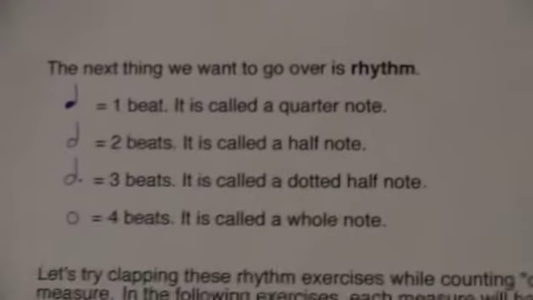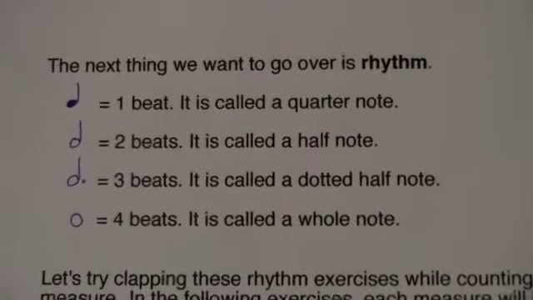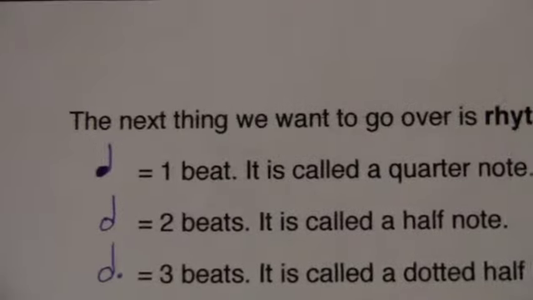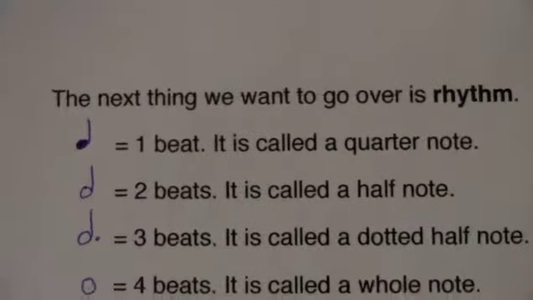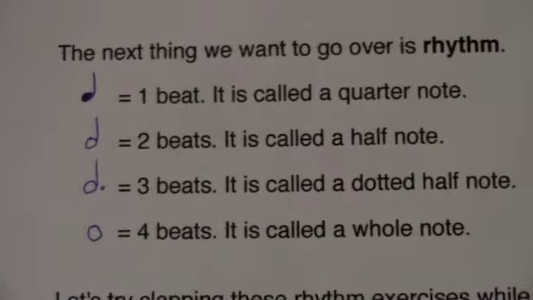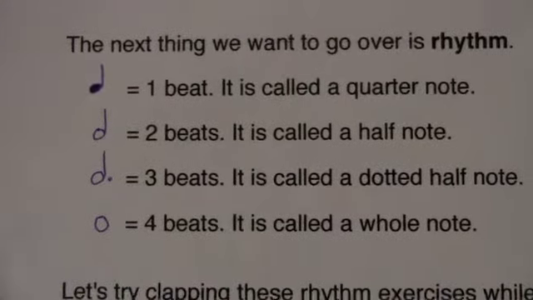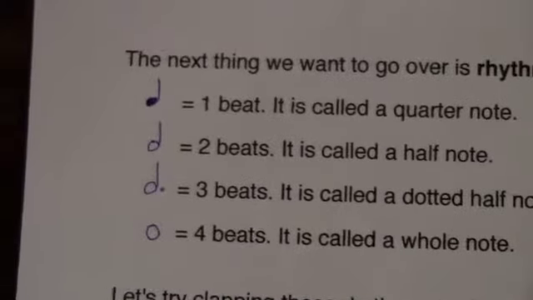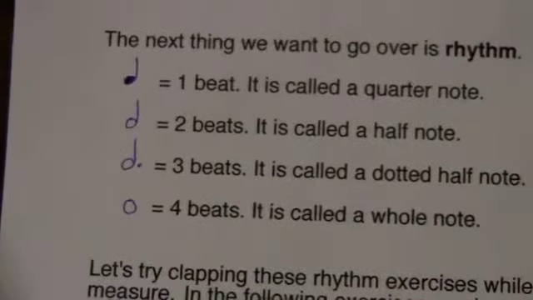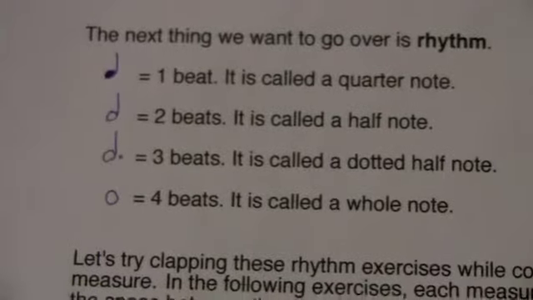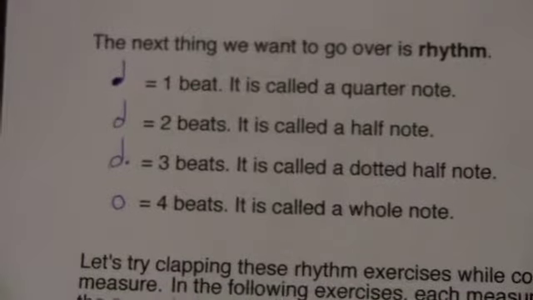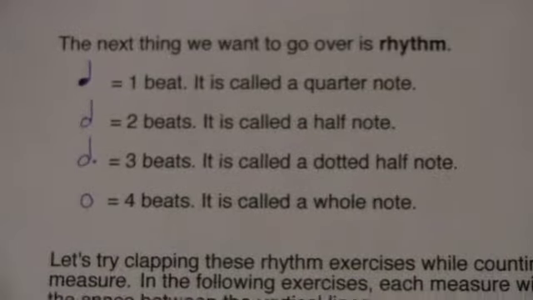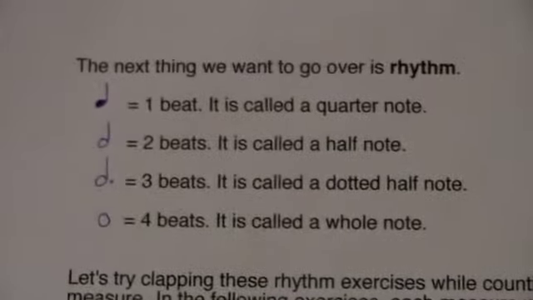The next thing we want to go over is rhythm. You're going to see the very top one is called a quarter note, and it takes 1 beat. The second one has, well, both of them have a stem. The first one has a little line there called a stem. And the second one is like an open circle with a stem, and that's a half note. The third one has an open circle with a stem and a dot there, and that's a dotted half note, and that takes 3 beats. And then you have your whole note, which is just like a circle.